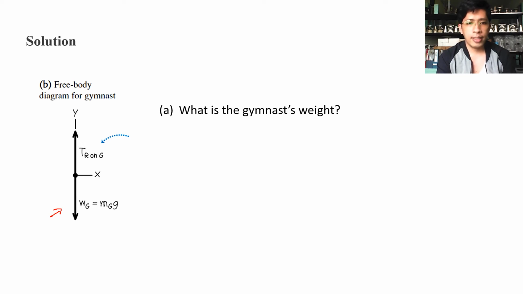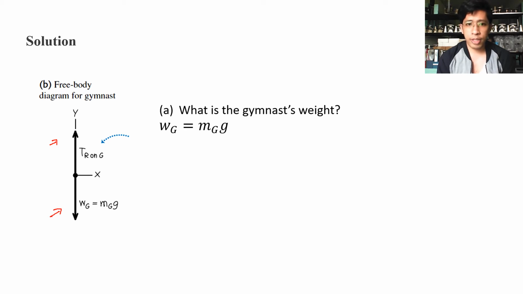And then you have the tension that the rope exerts on the gymnast, which is directed upward. Otherwise, if this force is directed downwards, that means your gymnast is not anymore hanging on the rope. It might be that the gymnast already has fallen to the gymnasium floor. So the tension that the rope exerts on the gymnast is upward, and then the weight is downwards. So that is the free body diagram for your system.